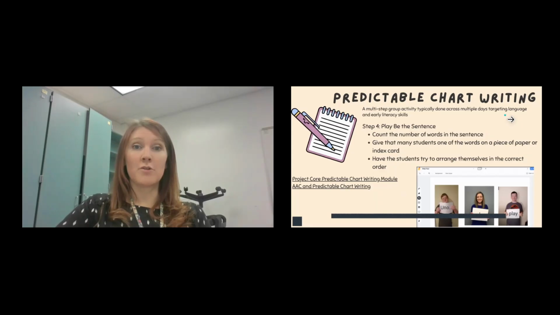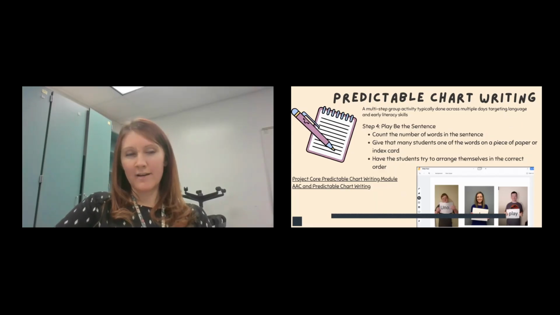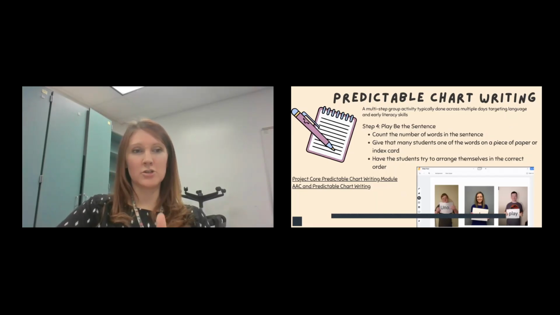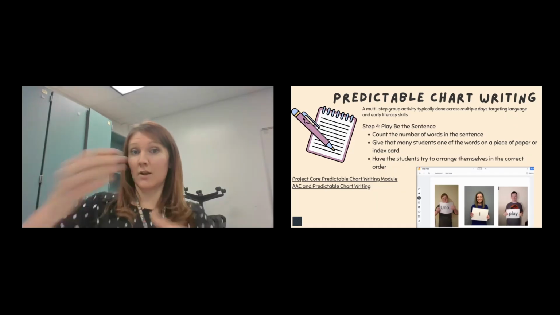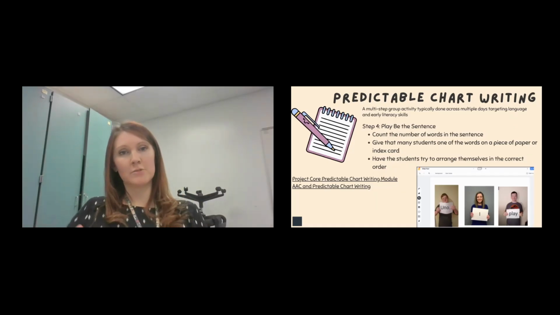Step four starts incorporating some of that gross motor learning, and it's a fun game and isn't too terribly long to do. And you can do multiple rounds and you can practice with each student sentence, but you play a game called Be the Sentence. So you count how many words are in the sentence. So maybe you have a class of 10 students, but there's only 3 words. So you're going to have 3 students and then go different rounds and give everybody a chance to participate.